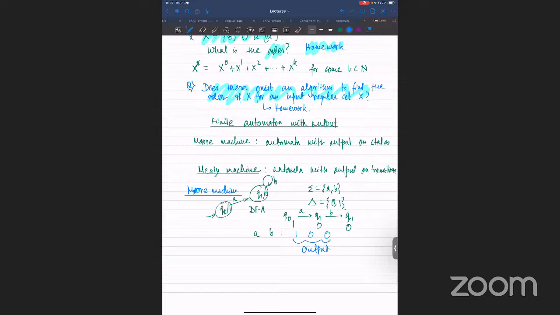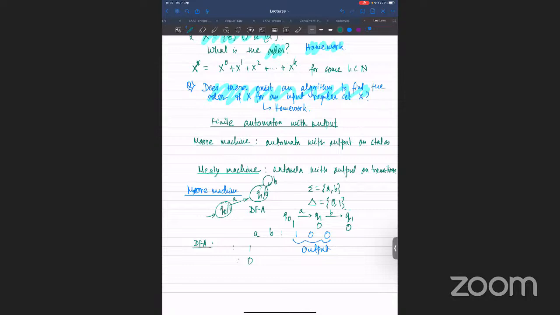I can also consider a DFA to be a Moore machine such that on my final states I give an output of 1, and on the non-final states I give an output of 0. The strings for which you get a 1 at the end are the strings which are accepted. So the DFA can be thought of as a Moore machine which gives output either 0 or 1.